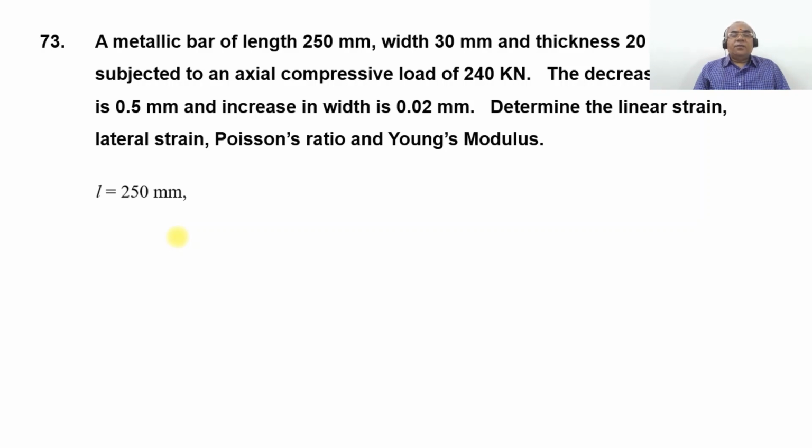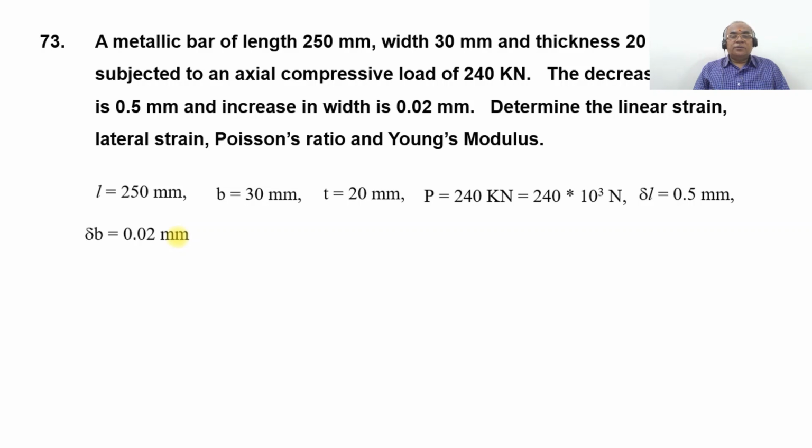We know the length is 250, the breadth B is 30, and the thickness T is 20 mm. The compressive load P is 240 kN, which is 240 into 10 to the power of 3. The decrease in length delta L is 0.5, and the increase in width delta B is 0.02. So what is the cross sectional area? The cross sectional area is B into T, which is 30 into 20, which is equal to 600 mm square.